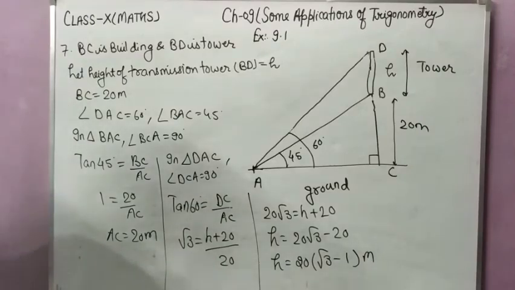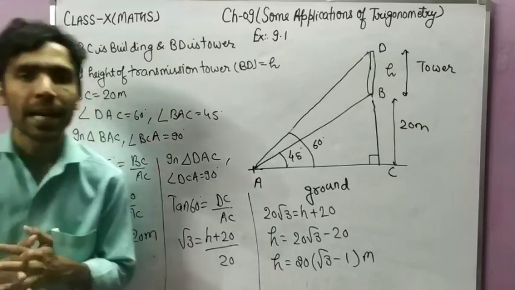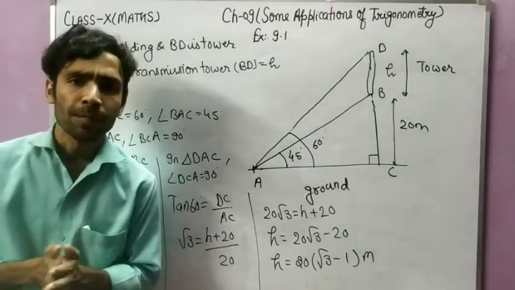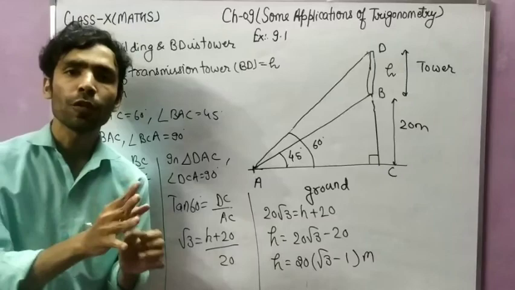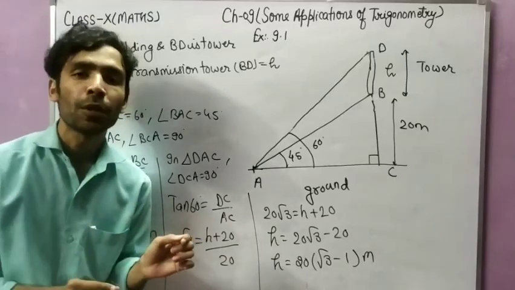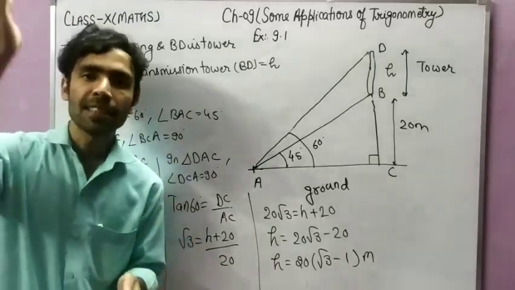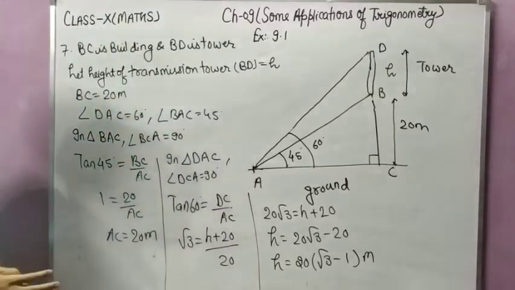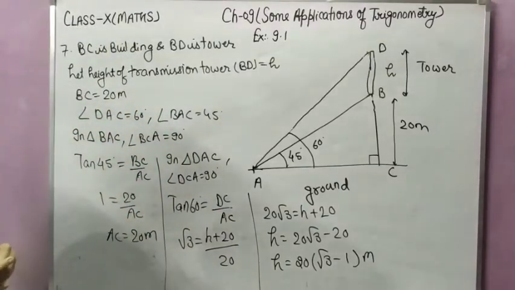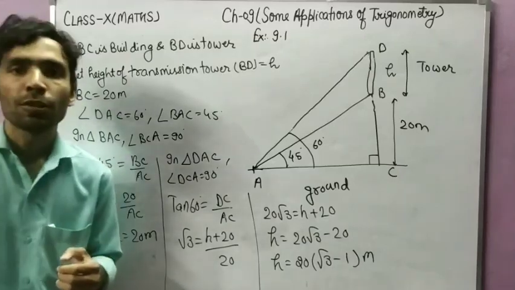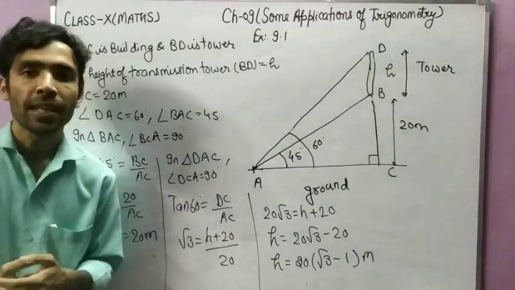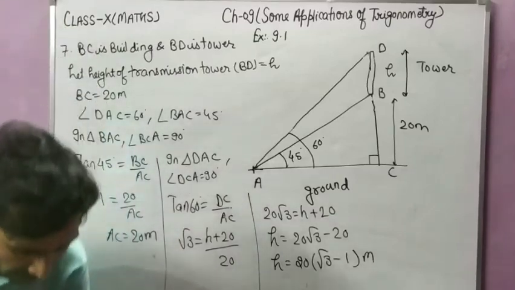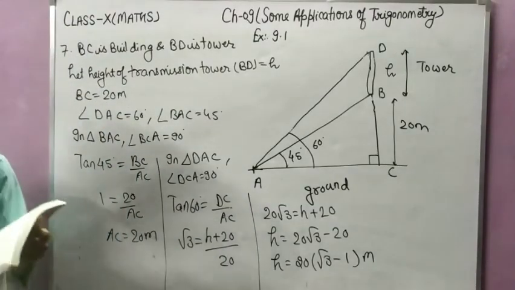In most of the questions we have to apply tan theta only. In height and distance questions, we mostly use tan theta, because height is generally the perpendicular and distance is the base. But in some questions we can also use sin theta and cos theta as per the requirement. So I think it is clear to you, please note it down.